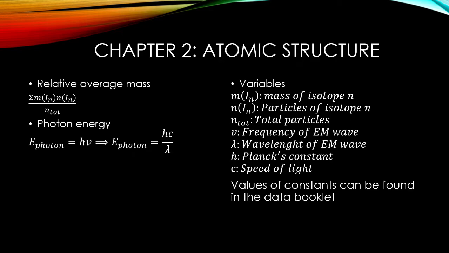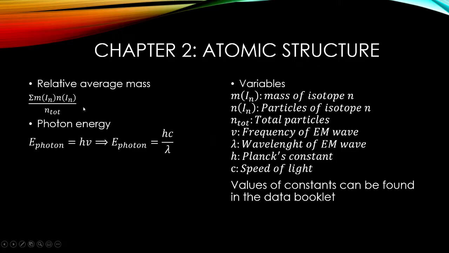You have chlorine 35 and chlorine 37. And let's say that you have 70, or per 100 atoms, you have 70 of the 35 and 30 of the 37. You just take 35 times 70, and then plus 37 times 30, and then divided by 100, and then you get the relative average mass. So it's basically just a way to average the mass from the ratios of isotopes.